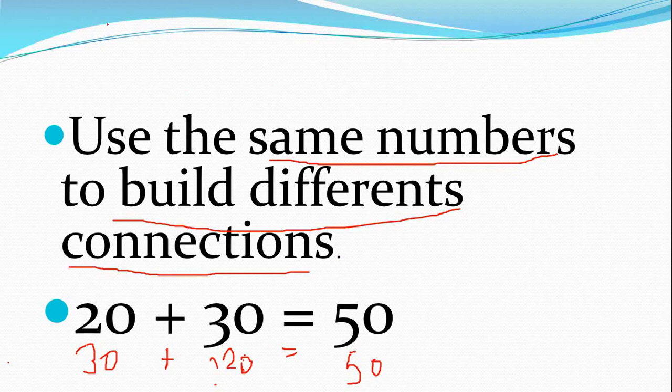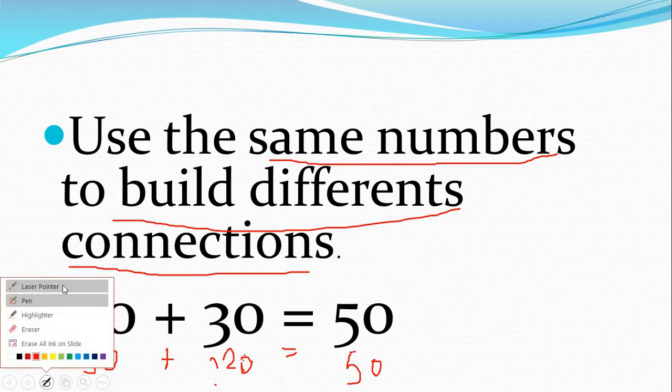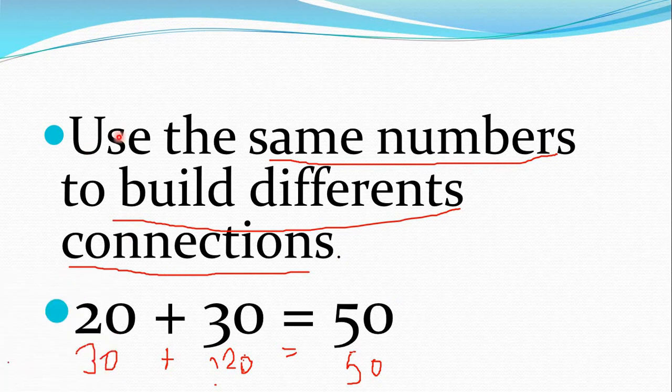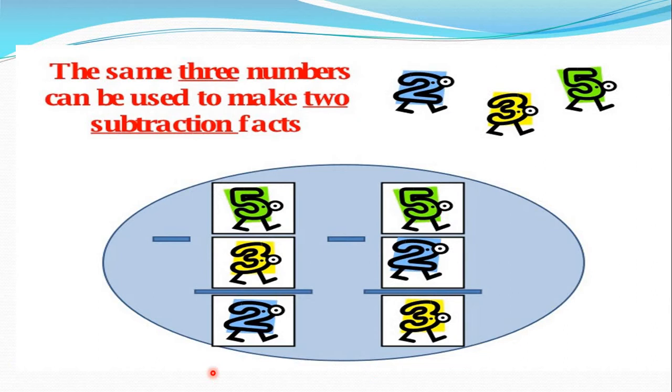Same answer. Okay, understood all, students? Is this your answer? But okay, first of all, what we do here? Again I am reading, use the same numbers to build different connections. See, I am taking here different numbers, but the connection is what? Same numbers. See, 50, 50. Understood? Now let's move on further.